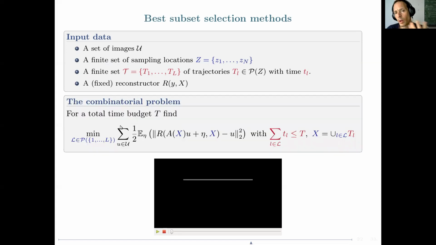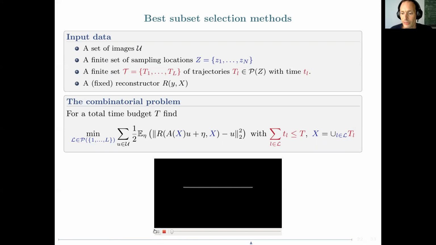And so to find this subset, you can formalize the problem as follows. You want to generate a sampling set X as a union of trajectories. And what you are looking for is this calligraphic L, which is a subset of indices. You are given a total time budget capital T, and you want the sum of the sampling times to be less than this T. And then your cost function is the same.